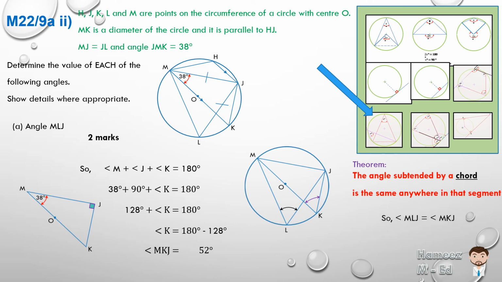So angle MLJ, which is in black, is equal to angle MKJ, which is in purple. And we already worked out the one in purple. So angle MLJ is equal to 52 degrees. As such, we were able to use rule number 7 there to help us to find this angle.